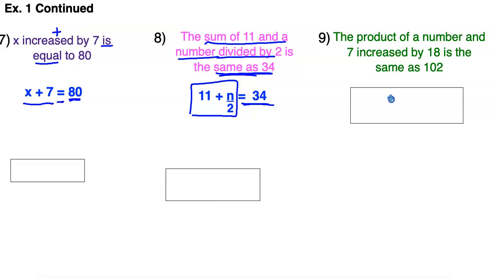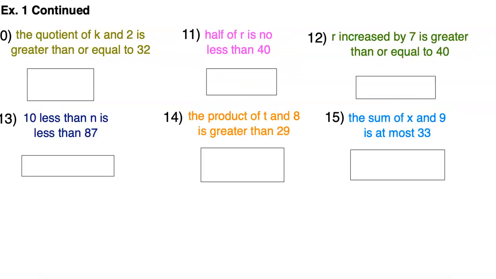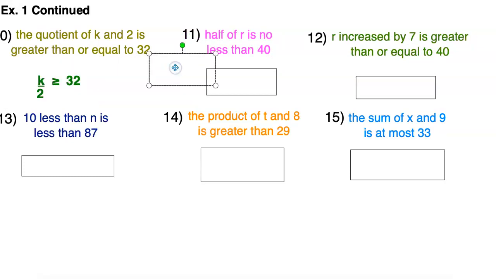So the product of a number and 7. So we have 7 times n. And then it's increased by 18. Increased by means to add 18. And then again, is the same as means equals 102. So here's a few others. Quotient of k and 2. That means division. So quotient means division. Is greater than or equal.